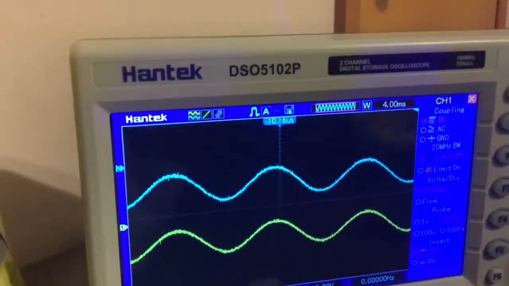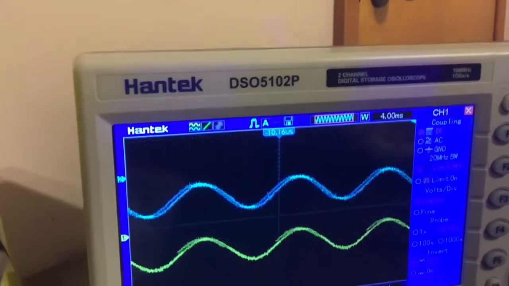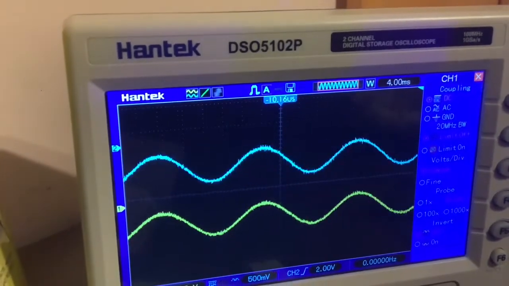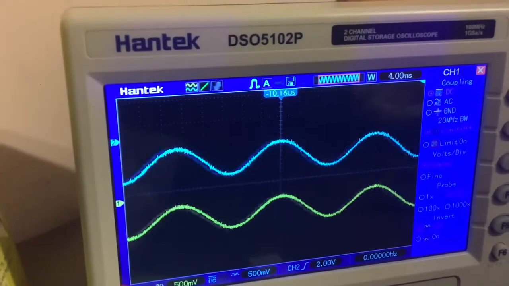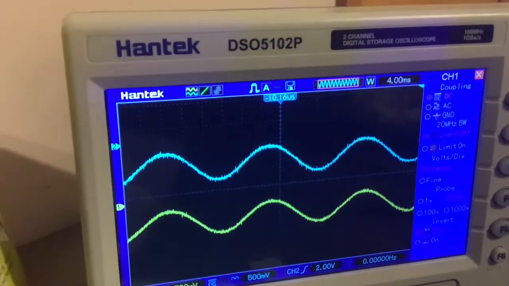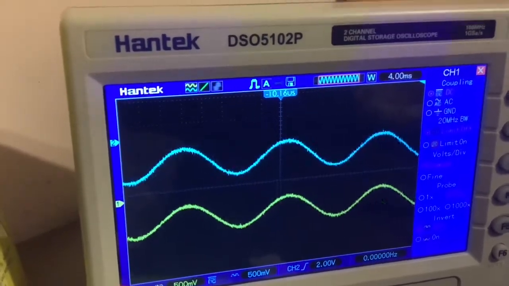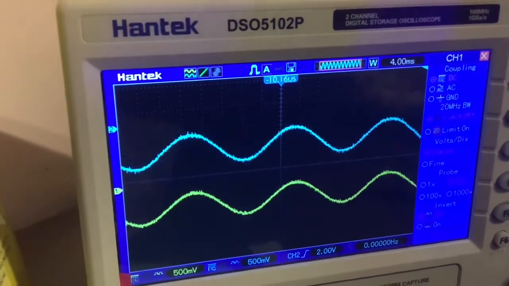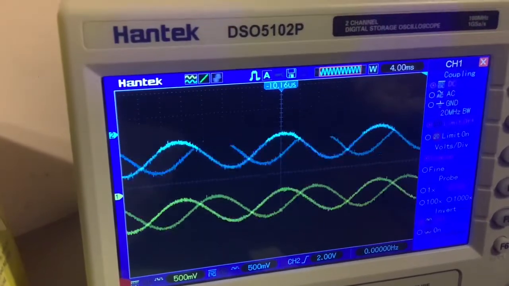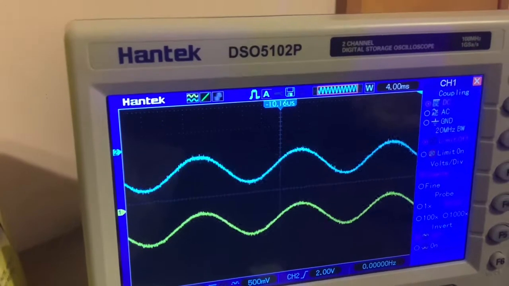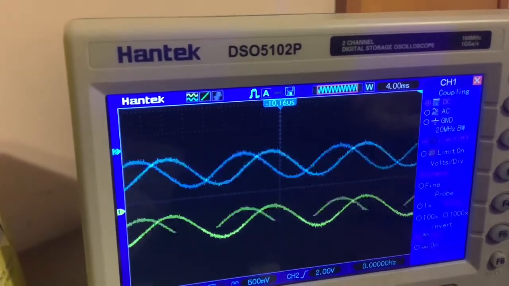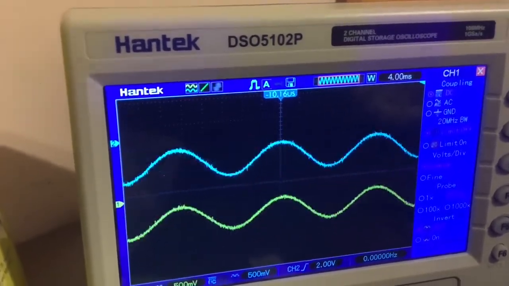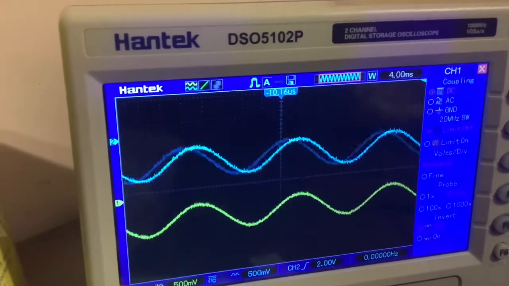Hey guys, in this video I'm trying to give you a little bit more intuition or understanding of what a channel response means. So here I have my input signal, which is blue, and it's going through a channel, and my yellow is the output signal I'm receiving at the end.